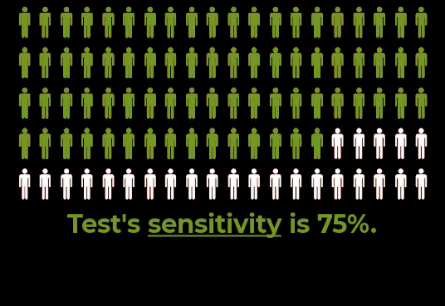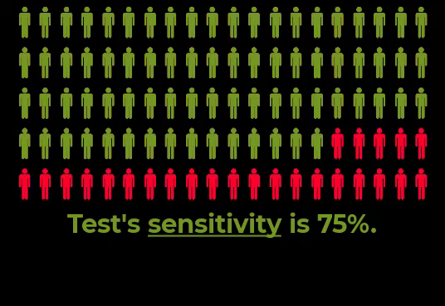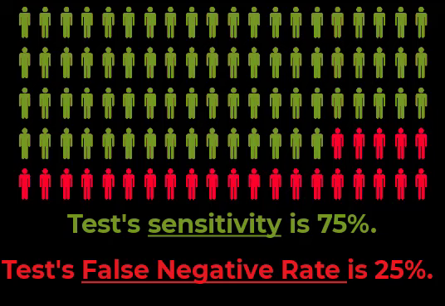But what about the other 25? Well, they took the test, so they're going to get a result. They're not going to get a positive result. They're going to get a negative result. But since they have the disease, that means the result is falsely negative. I'm going to shade them red because their test was incorrect. And we're going to say this test has a false negative rate of 25%. So that's why the sensitivity and the false negative rate are complementary. They have to add up to 100%.